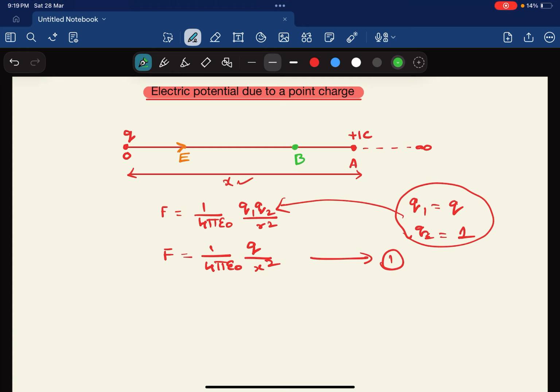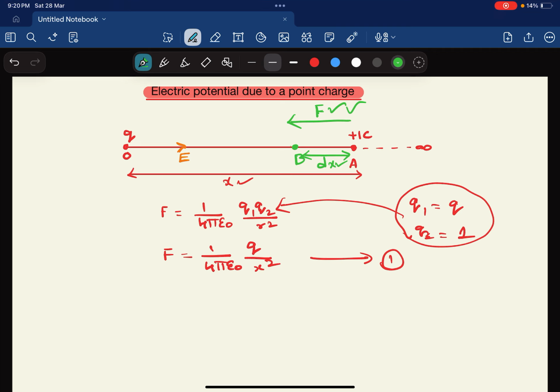Now my aim is to bring this test charge from point A to point B towards the source charge, that means this side. For that I definitely have to apply some external force, right? So this force is against the electric field. Due to this external force, let's say the object displaces dx distance. The product of force and displacement is called work done.